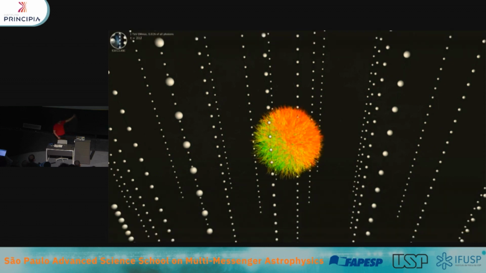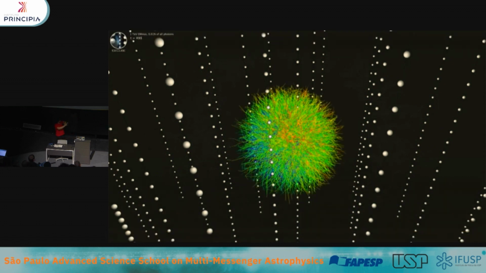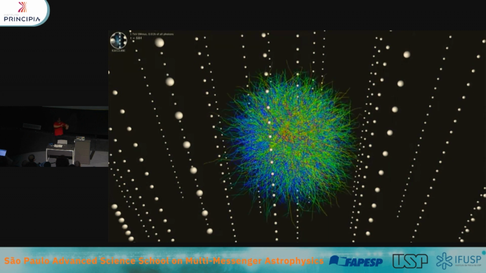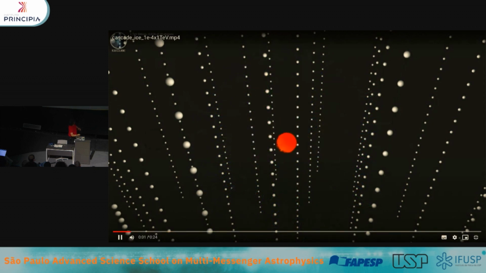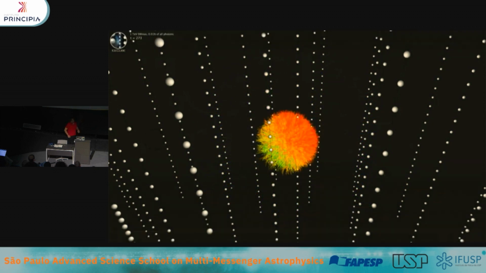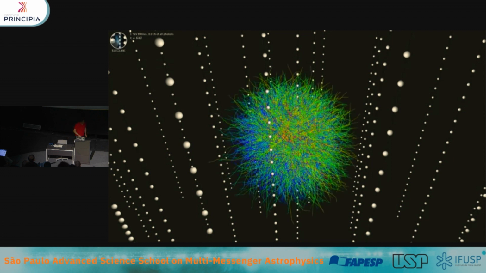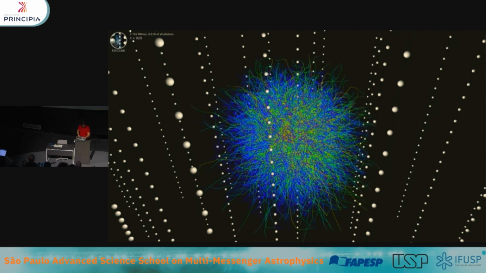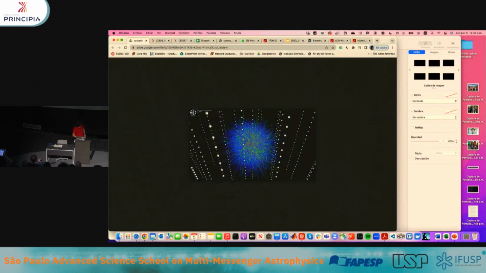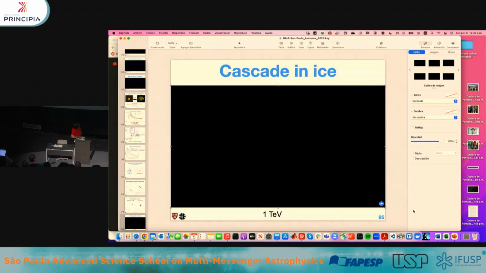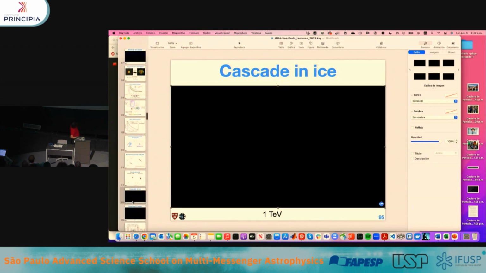So remember, color is time, right? So red is earlier, blue is later. So it's moving towards the right. There's a slight asymmetry. It's going that way. Those photons arrive slightly earlier than the other photons. But then there's all of this diffusion happening around it. And then we have the cascades in the water.